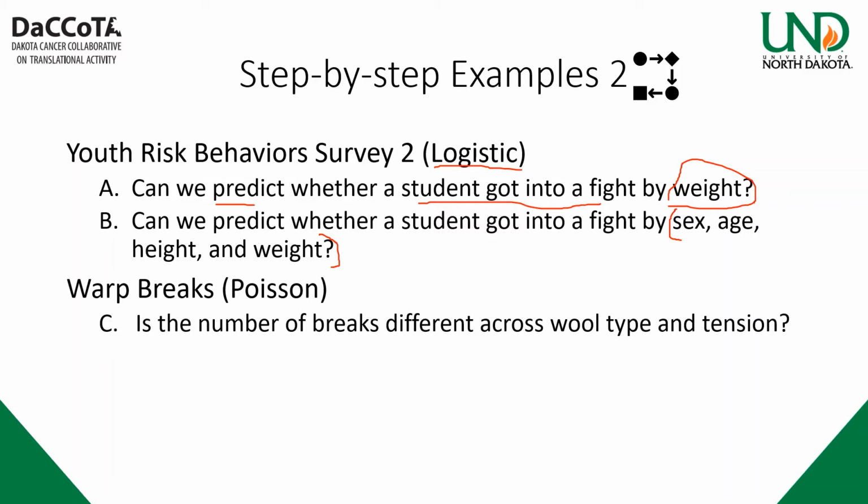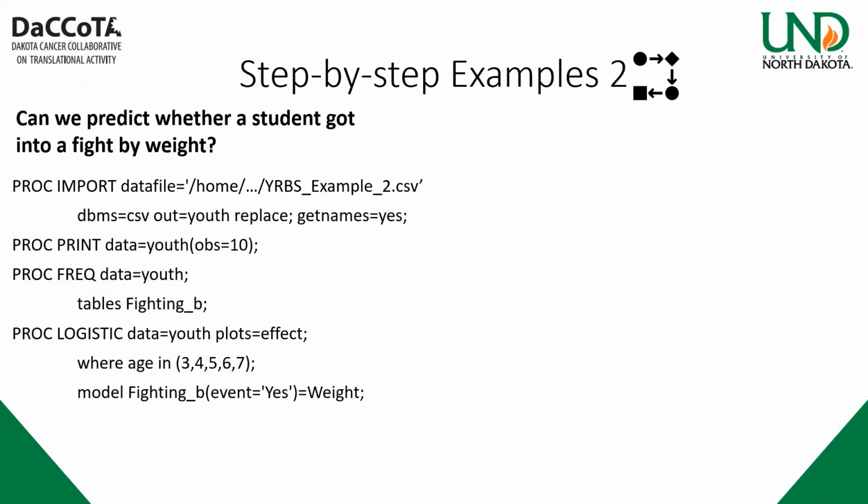We'll also take a look at this warp breaks data set. It's the number of breaks in a loom, like a weave. And we're asking the question, is the number of breaks different across these two categories, wool type and tension? So taking a look at our simplest logistic, trying to predict whether a student got into a fight by weight. So student got into a fight, that's going to be a binary, like a 1-0 or yes, no. So it's prime fodder for logistic.